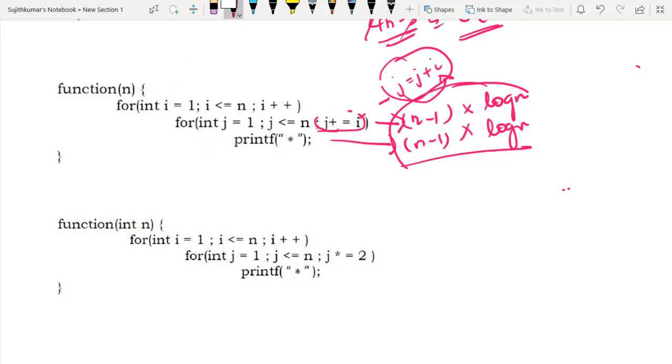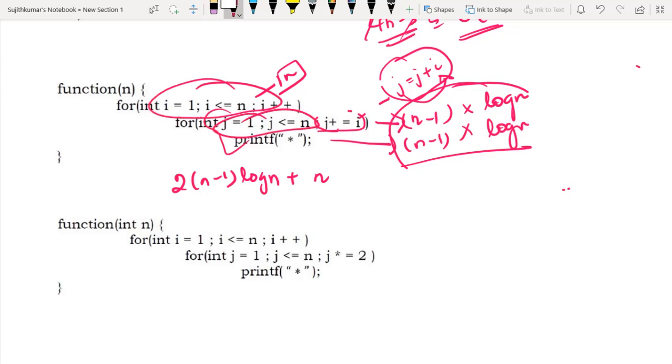Yeah. So this will go for n times, right? So I'll get 2 times n minus 1 log n plus n. That is the total frequency count, right? This is n times, and these are 2 times n minus 1 log n. I am having 2 statements, that's why. Okay, and if I ignore the constants, I'll ignore 2, I'll ignore minus 1, so I'm getting n log n, so I'll have n log n.